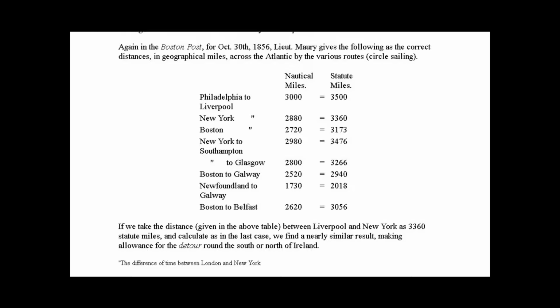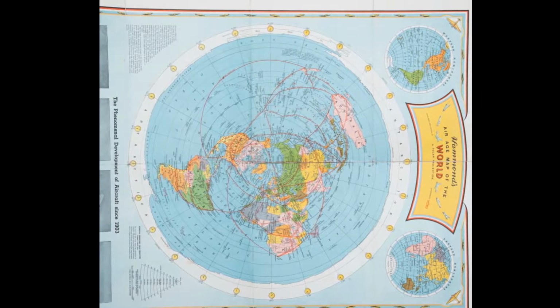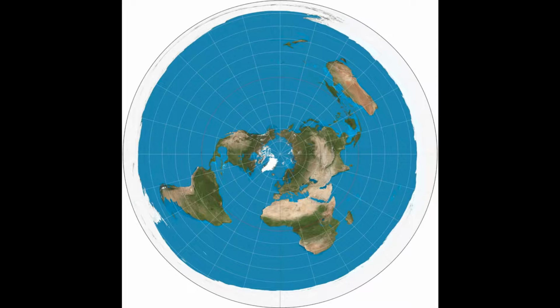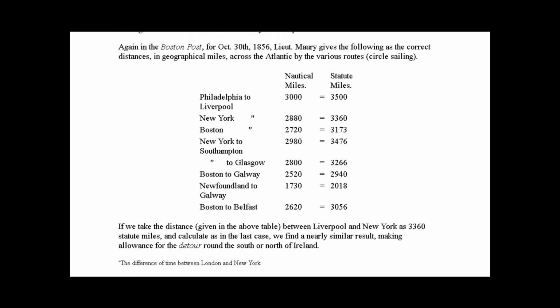New York to Liverpool, 2,880 miles nautical, 3,360 statute miles. Boston to Liverpool, 2,720 nautical miles, 1,173 statute miles. New York to Southampton, 2,980 nautical miles, 3,476 statute miles. Southampton to Glasgow, 2,800 nautical miles, 3,266 statute miles. Boston to Galway, 2,520 nautical miles, 2,940 statute miles.